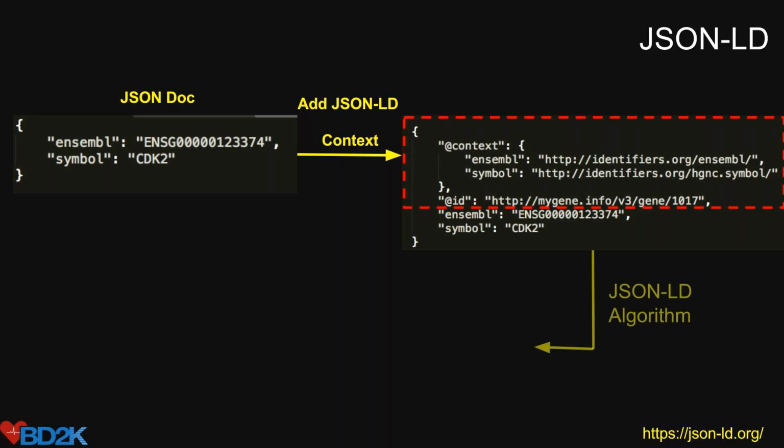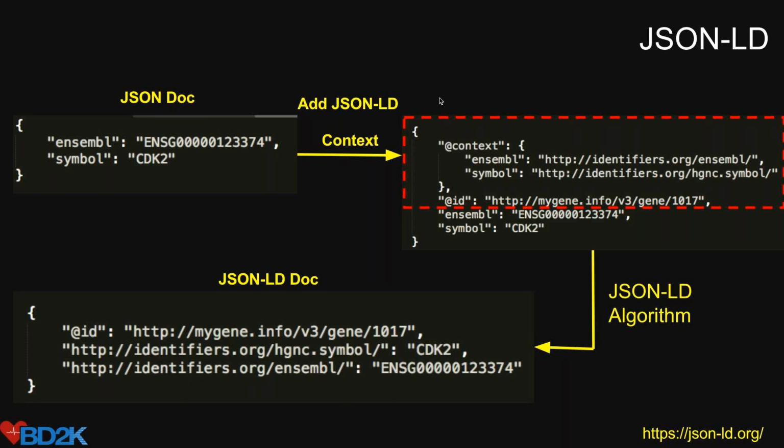And once you provide this information, JSON-LD has its internal algorithm which can automatically convert a normal JSON document to a JSON-LD document. So you can see that right now, these Ensembl ID and symbol, all those field names are actually replaced by URIs. So let's say you have another API which outputs Ensembl ID, right? All you need to do is change your context to Ensembl ID, and you will all get the same results. So it basically semantically aligns. It provides a very easy way to semantically align all different API outputs.